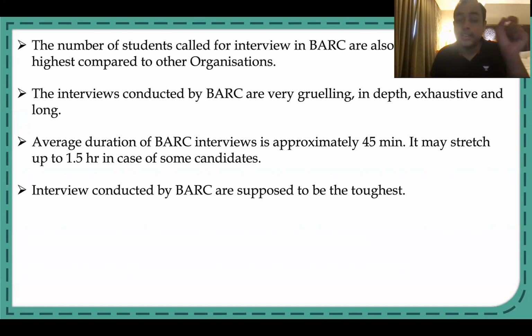And as I told, these interviews are very, very long. They generally range from 45 minutes to 1.5 hours. And that is why these interviews are so prestigious, because the student also knows that once he clears these interviews, it means he has the highest level of knowledge of the respective branch. So it is a kind of benchmark. If you clear the BARC interview, it means you have good knowledge.